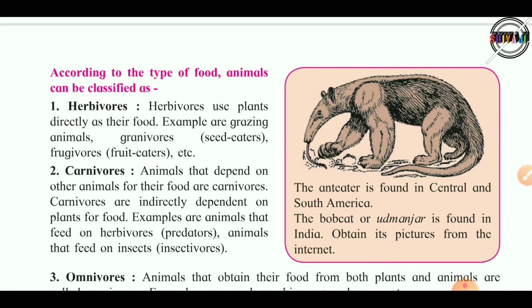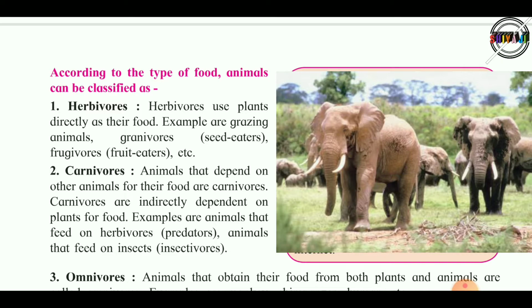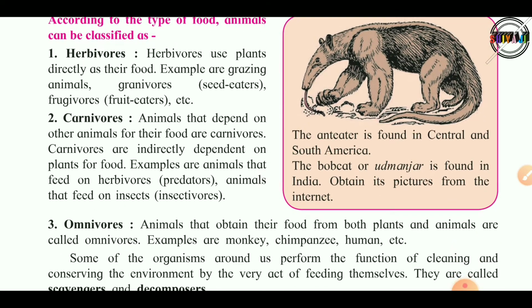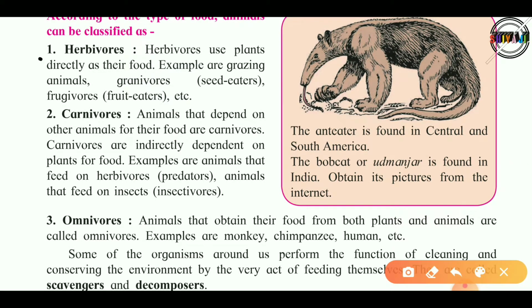Herbivorous means using plants directly as their food. Examples are grazing animals, granivorous, seed eaters, and frugivorous means fruit eaters. There are some animals that are grazing, or some animals that are eating directly from plants, like your goat. These animals are herbivorous animals. They are eating seeds or they are eating fruits. Then carnivorous animals. First one, herbivorous, finished.